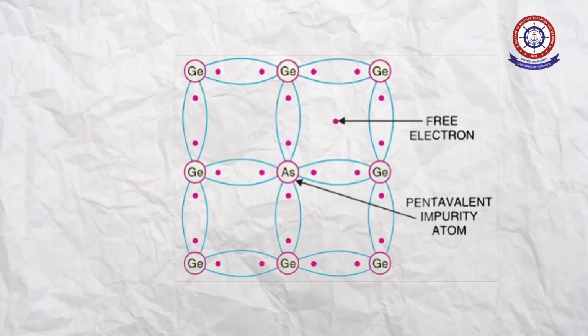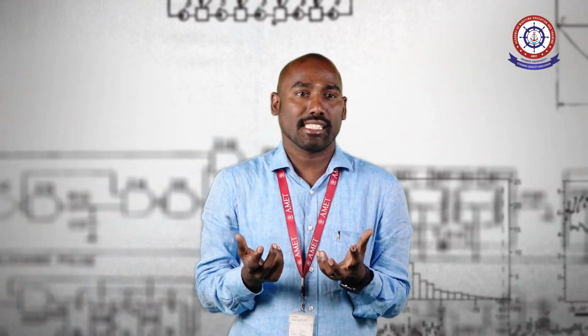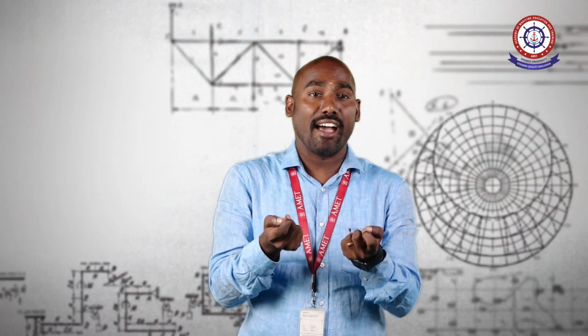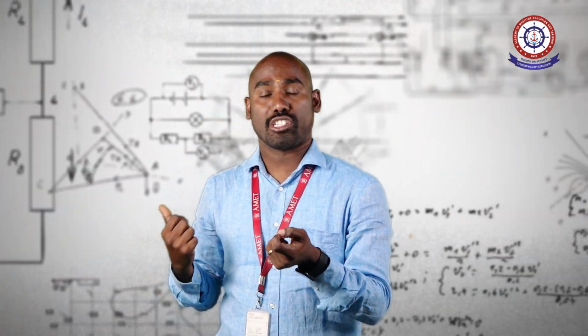So the number of electrons is more than the number of holes in the conduction band. Then it becomes an N-type semiconductor. How to remember this? N means negative. That means this kind of semiconductor will have a large number of negative charge carriers compared to the positive holes.